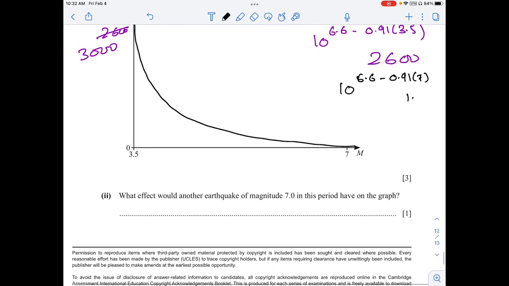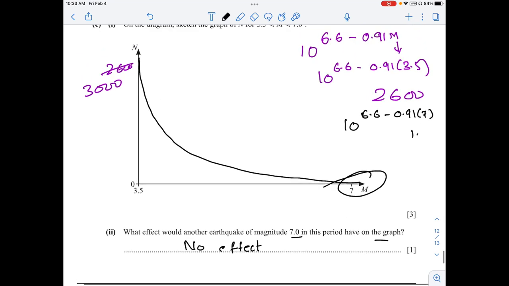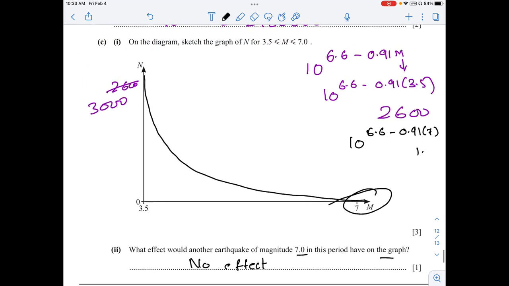What effect would another earthquake of magnitude 7 in this period have on the graph? No effect. Why? Because at 7 it is almost equal to 0. There is no effect. So that's going to be the paper. That completes the paper. See you in the next paper. Bye.